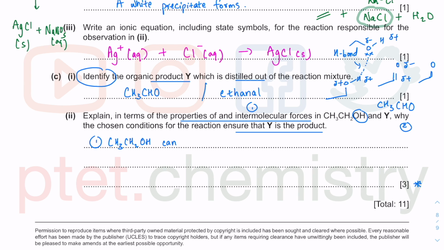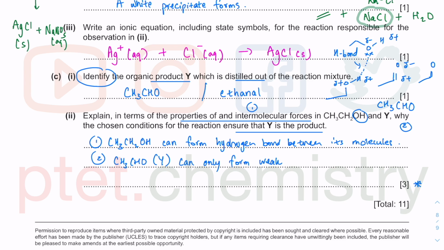CH3CH2OH can form hydrogen bond between its molecules. And then I also need to mention that the aldehyde CH3CHO, which is product Y, can only form the weaker permanent dipole between its molecules. Both of them are in addition to van der Waals forces, London dispersion, because both of them contain electrons in the molecule, obviously. So I'm not talking about the van der Waals here.